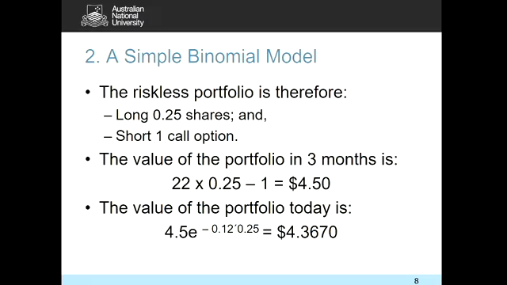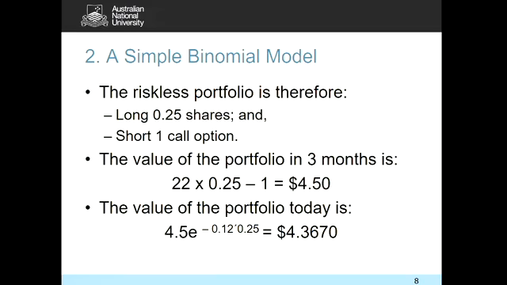So if it's worth $4.50 in 3 months' time, what's its value today? Well, I just discount back that $4.50 3 months to time 0. So I say $4.50 times e to the negative risk-free rate, which in this case is 20%, multiplied by 3 on 12, a quarter of a year, to give me 4.367. So at the very beginning, my portfolio is worth $4.367.